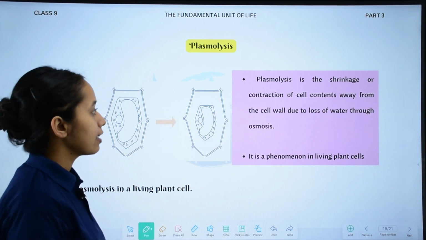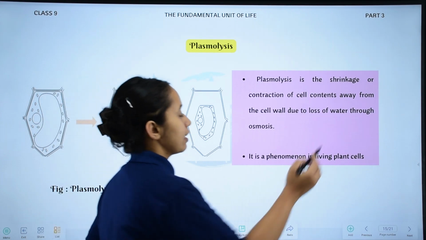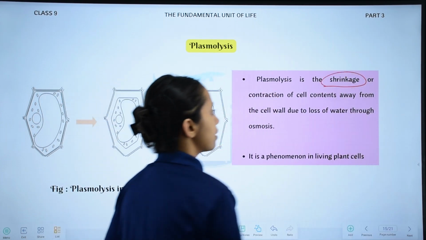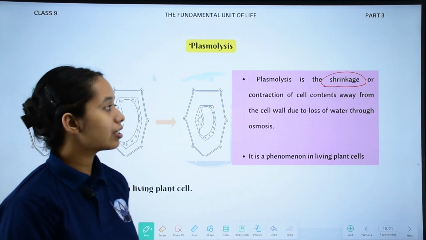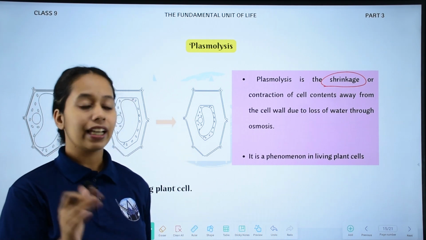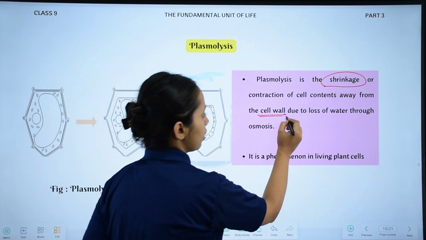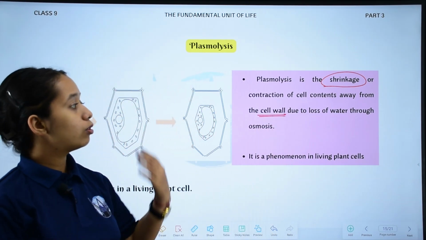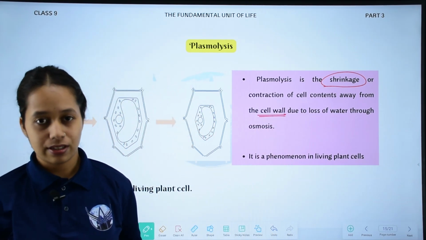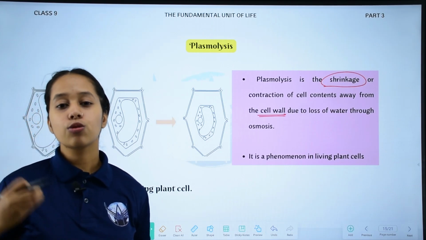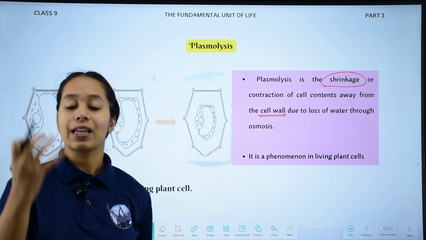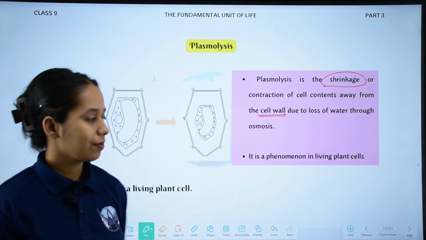So what is plasmolysis? Plasmolysis is the shrinkage or contraction of cell content away from the cell wall due to loss of water through osmosis. And when will a cell lose water? Only and only in a hypertonic solution.